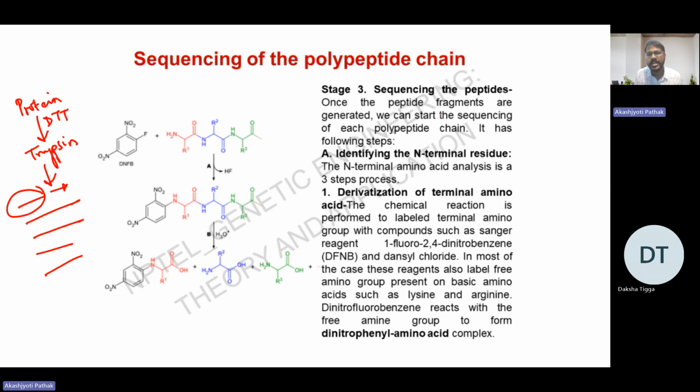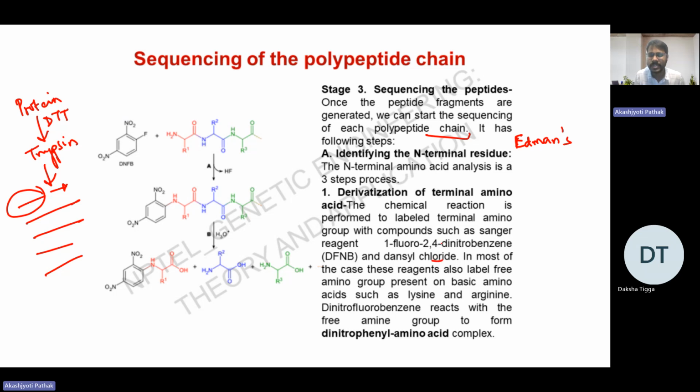So once the peptide fragments are generated, we can start sequencing of each polypeptide chain. For sequencing of each polypeptide chain, you can go for the Edman degradation. What Edman degradation does is identify the N-terminal residues one by one. So the N-terminal amino acid analysis is a three-step process. In the first step, we discussed already how this process takes place. When you treat your peptide, you can either treat it with DNFB, which is 1-fluoro-2,4-dinitrobenzene, or you can also treat it with dansyl chloride.